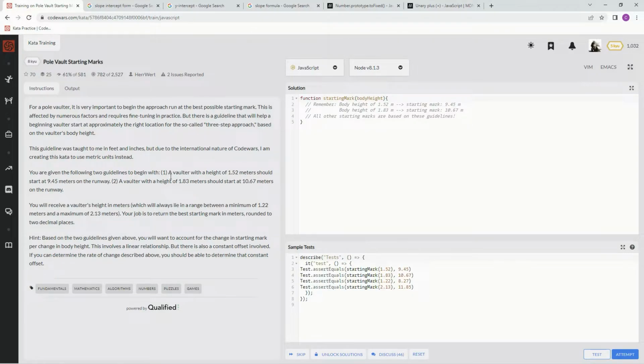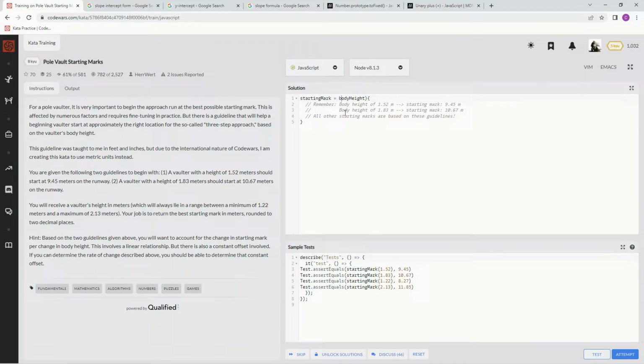So basically, we're trying to find the starting mark that pole vaulters need to go to based on their height. Here's their height, and the starting mark will be this. So we're going to do some slope-intercept form so that we can find the y to the x, which is body height, okay? Let me show you what I'm talking about.